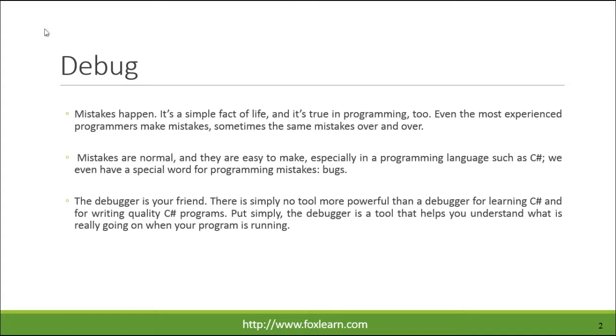Mistakes happen. It's a simple fact of life, and it's true in programming, too. Even the most experienced programmers make mistakes, sometimes the same mistakes over and over. Mistakes are normal, and they are easy to make, especially in a programming language such as C#. We even have a special word for programming mistakes, bugs.